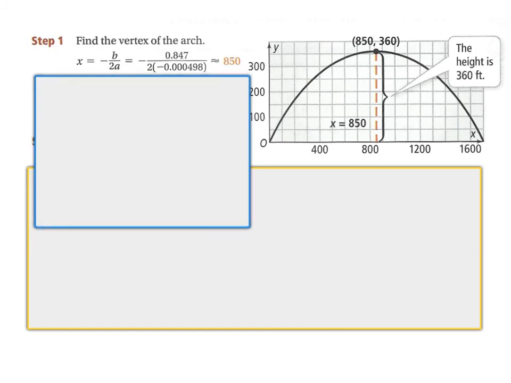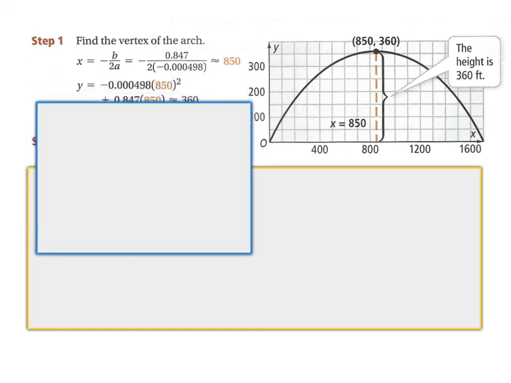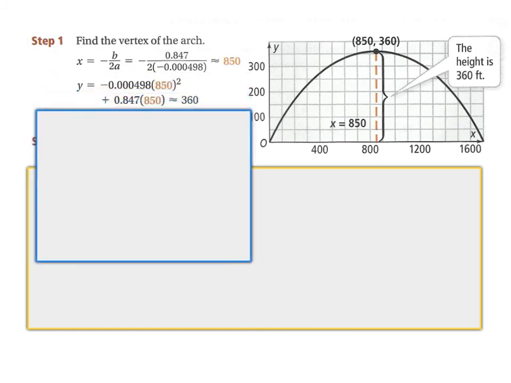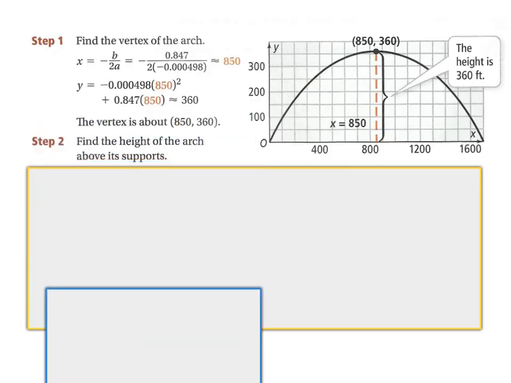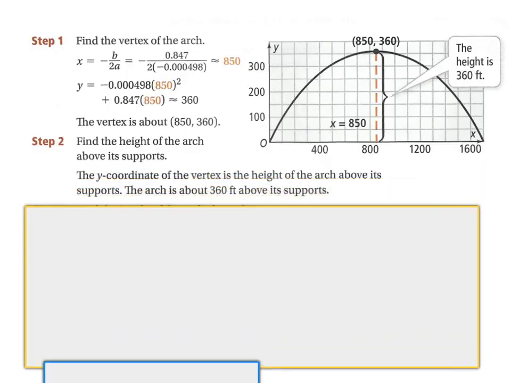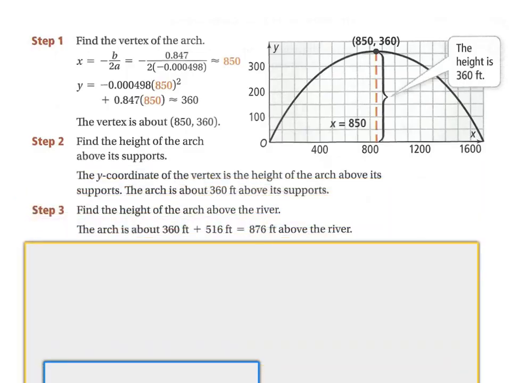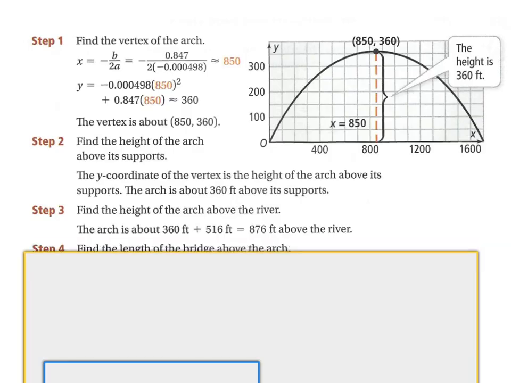So that's my input, right? So I take my input and I put it in, and I get 360. That's where that 850 comma 360 is. So the height is your Y value. I get 360 feet. But remember, we said that it should be more than 516. Well, that's because I've got to add it to the 516 that was already there. So the top of the arch is about 876 feet above the river.